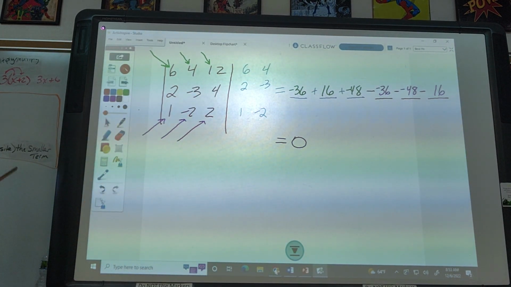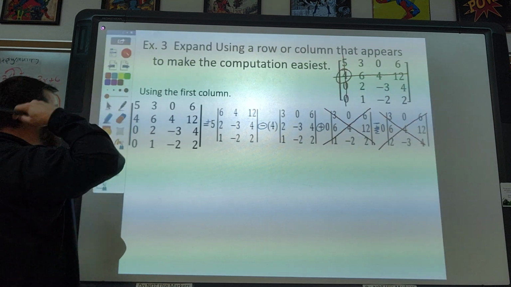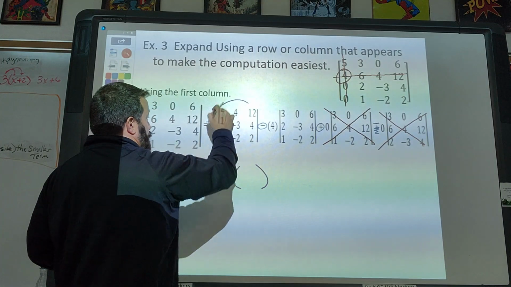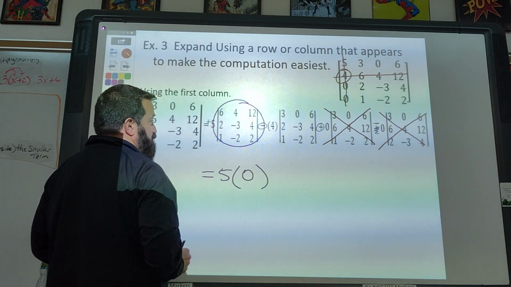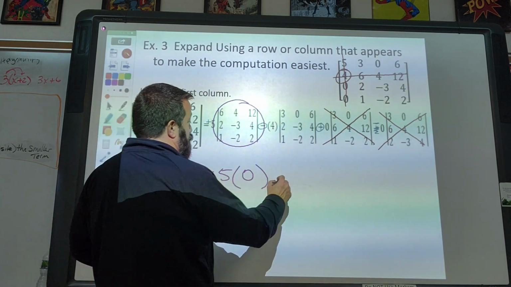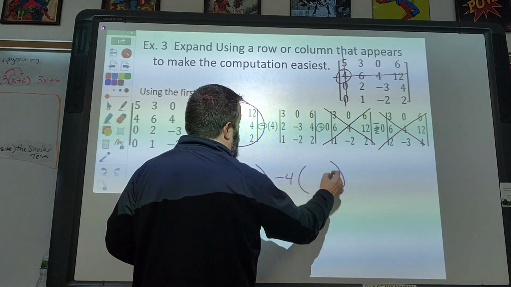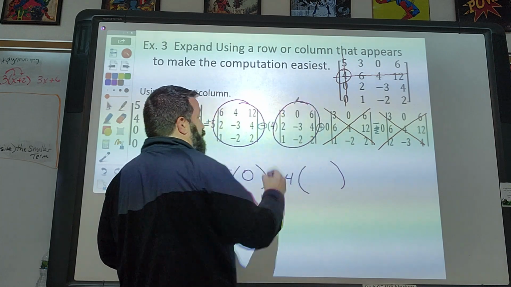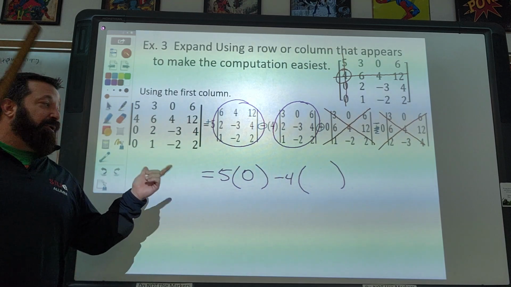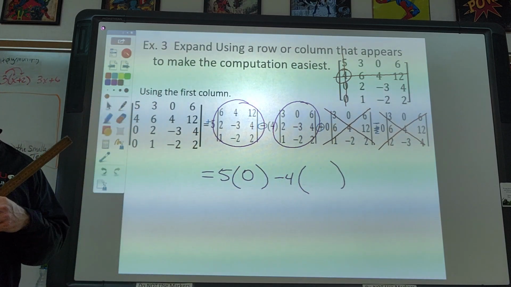Okay? So back here on this previous one, I just figured out that 5, its minor, this is what we just did, its minor is 0. So now I need to do -4. I've got to figure out what is this determinant. So I'm going to pause the video for the people in class to go through this. You're at home, pause the video so that you can try to do that one on your own.